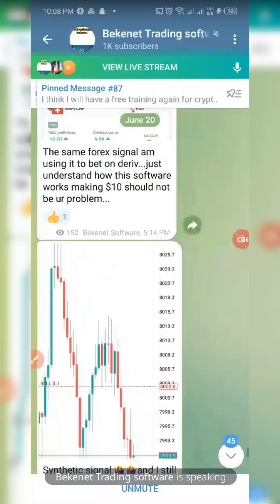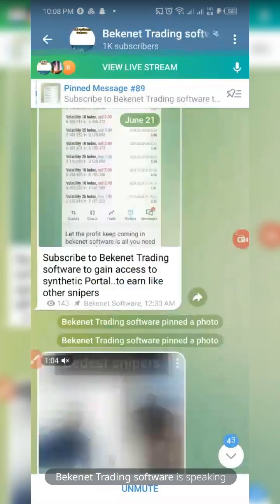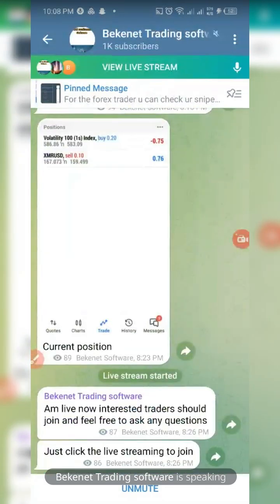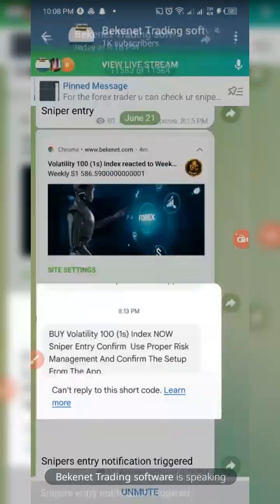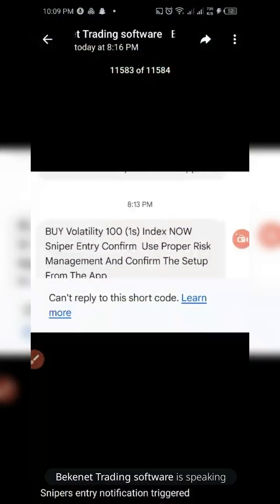Where is this? I posted a trade here. Look at it. This is where I posted it. So this is where I took my buy because I got a notification. Look at it: Buy volatility now.